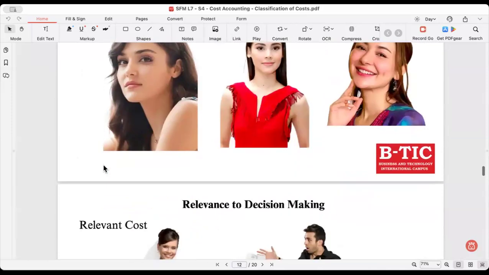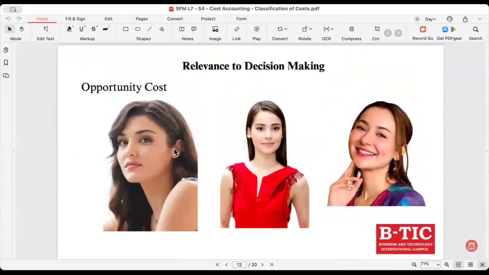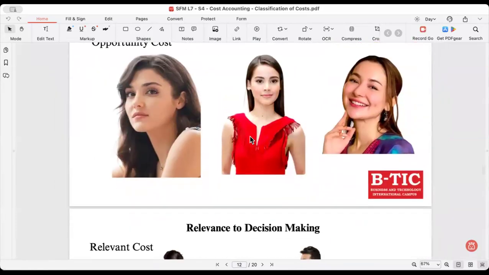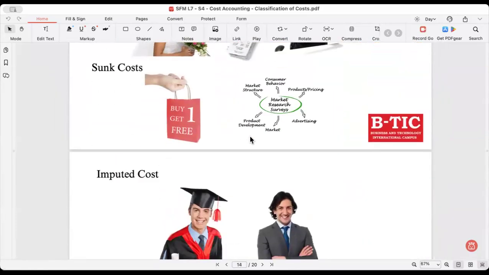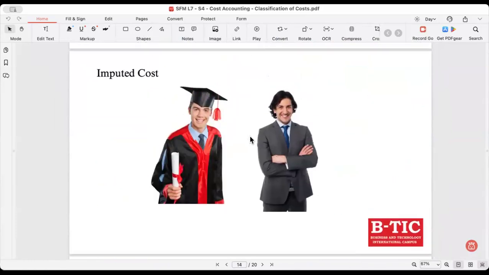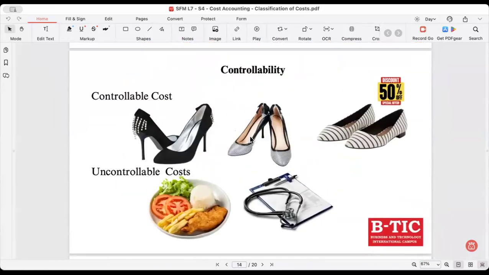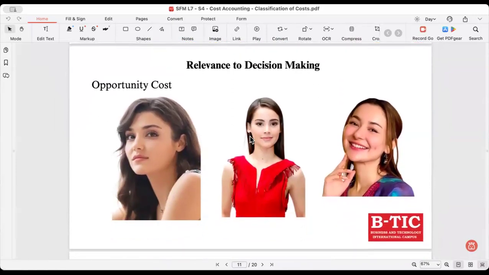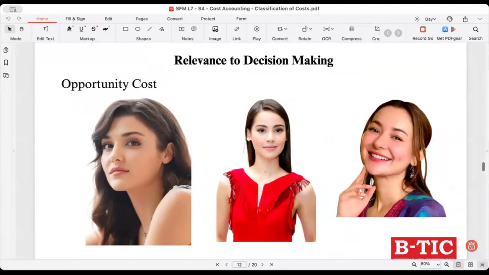And then you have relevance to decision making. Under this, you have opportunity cost, relevant cost, sunk cost, and imputed cost. Now, what is the meaning of opportunity cost? Now, you might wonder why this slide has 3 beautiful girls. Who can tell me what is the meaning of opportunity cost?